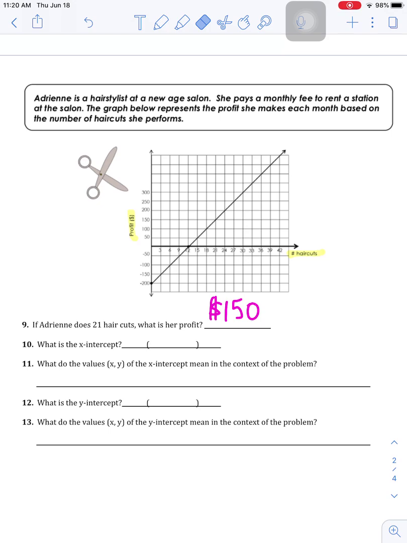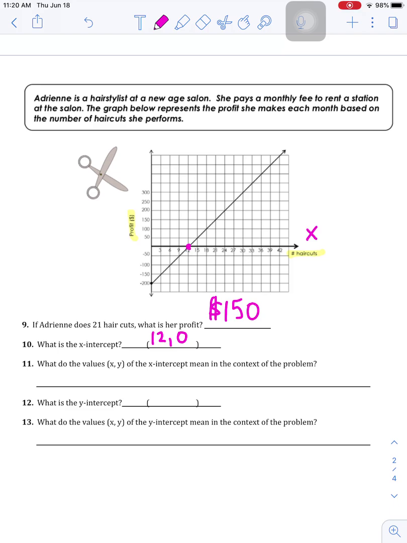Now it asks for the x-intercept. Well, looking at the graph, we can determine that. We want to find the point at which this graph intersects the x-axis. Our number of haircuts is the x-axis, and this intersects at 12. So the x-intercept is 12, 0.